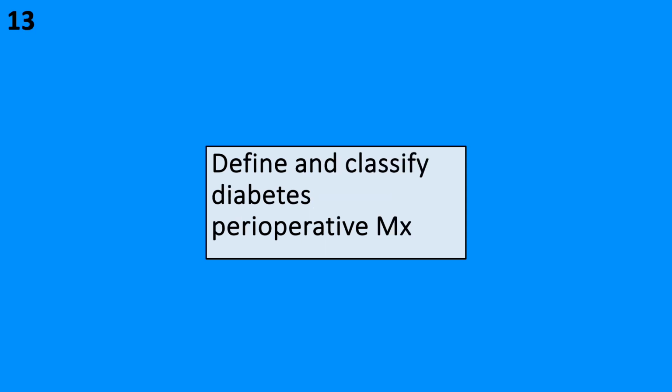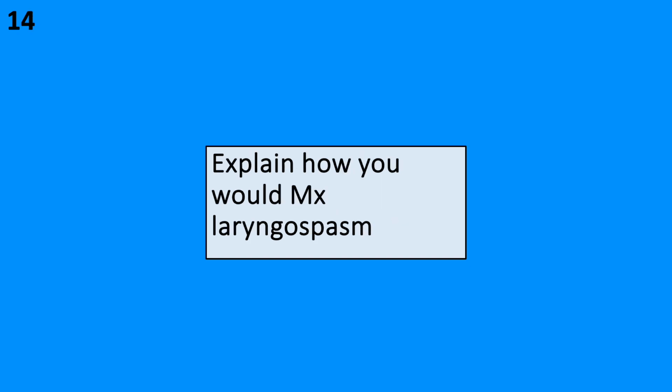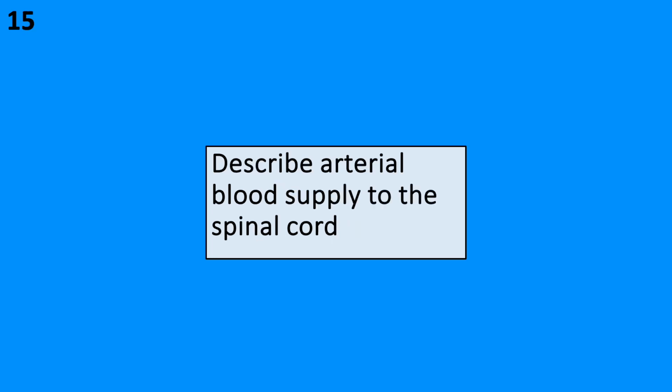Define and classify diabetes and its perioperative management. Explain how you would manage an episode of laryngospasm. Describe the arterial blood supply to the spinal cord.